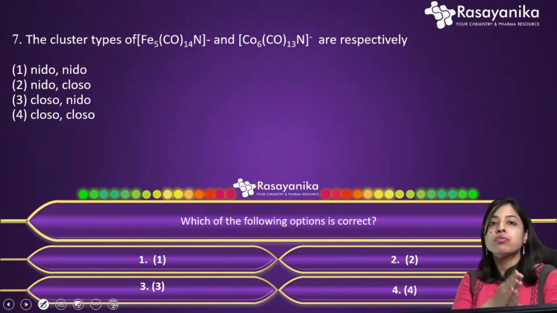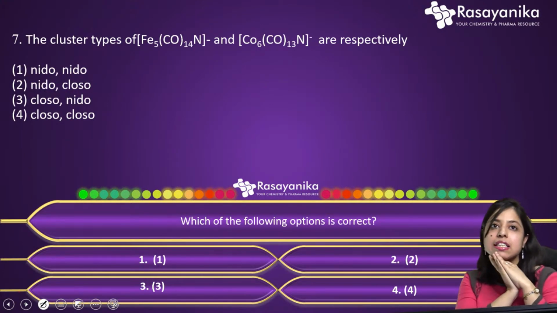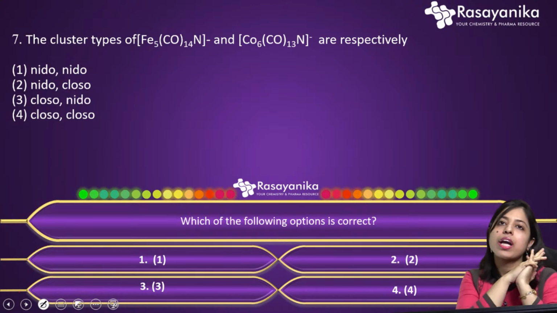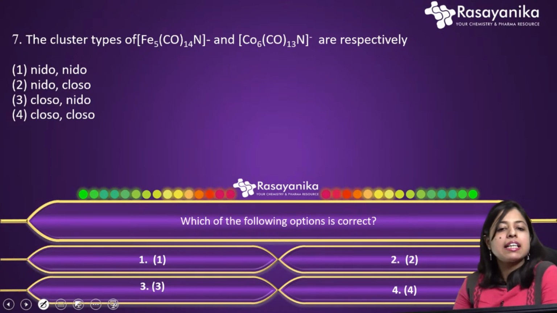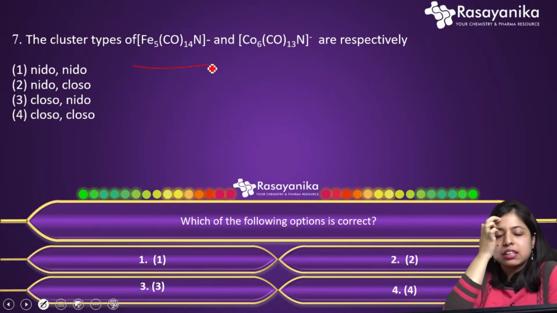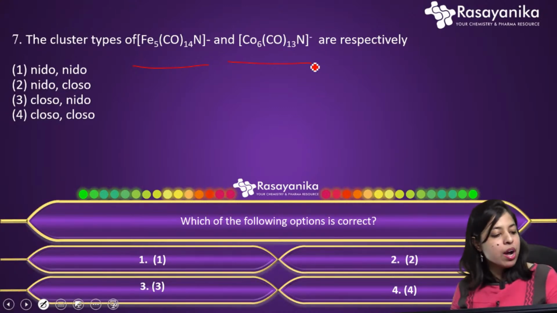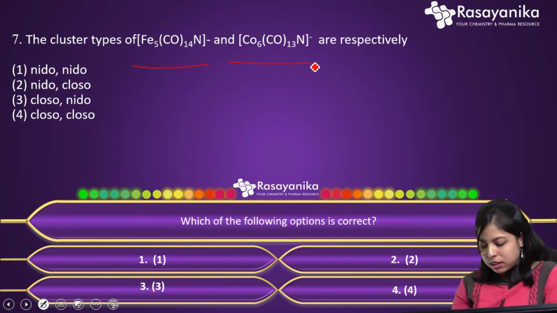Yeah, this is also from a very important topic of your inorganic chemistry, that is mainly organometallics. It's a very important topic. Just go through this topic cautiously, because in your examination a lot of questions come from organometallics. So our question is: the cluster type of this iron complex and also a cobalt complex are respectively what? Nido-nido, nido-closo, closo-nido or closo-closo, which is the correct option? Anyone would like to answer the correct option?